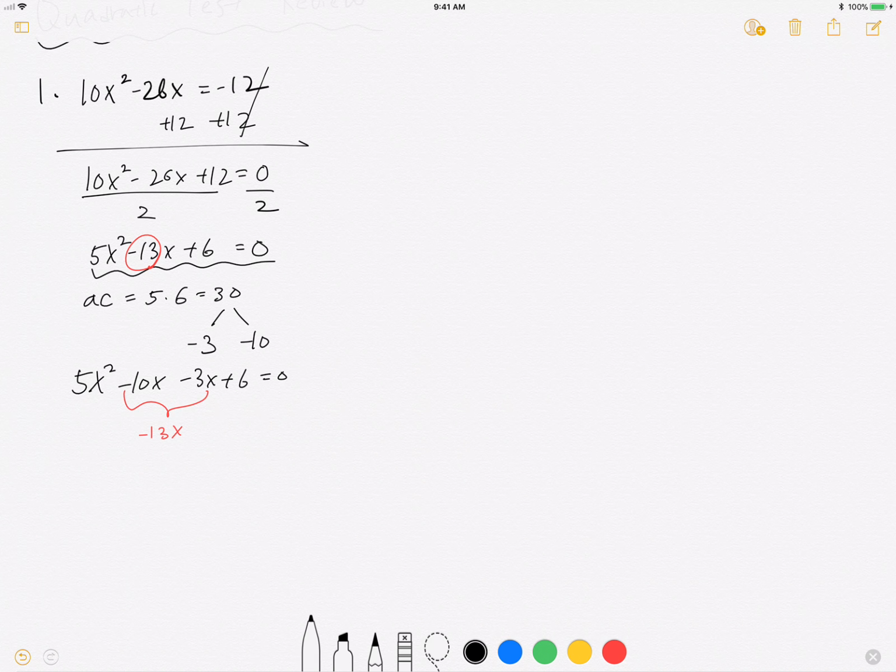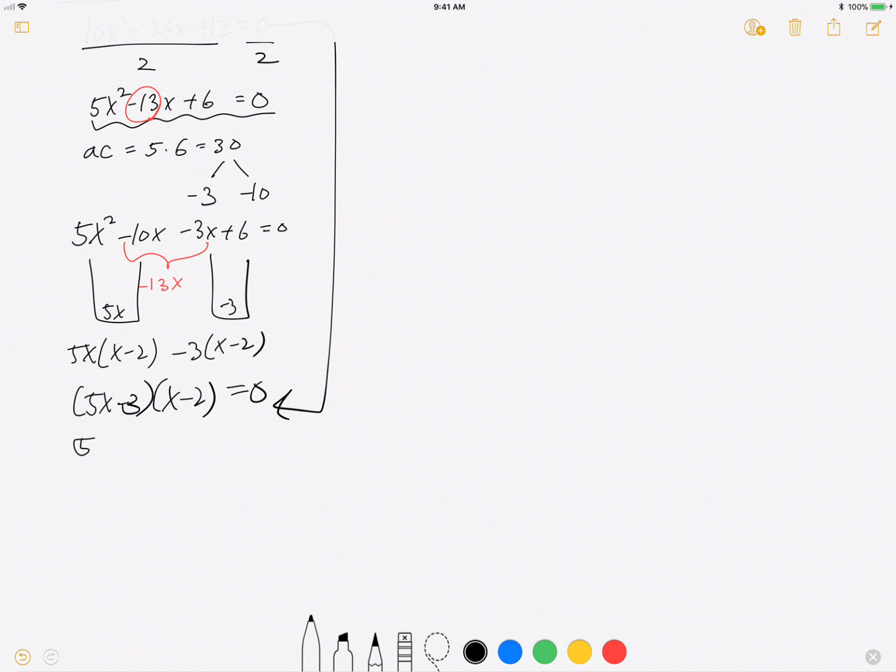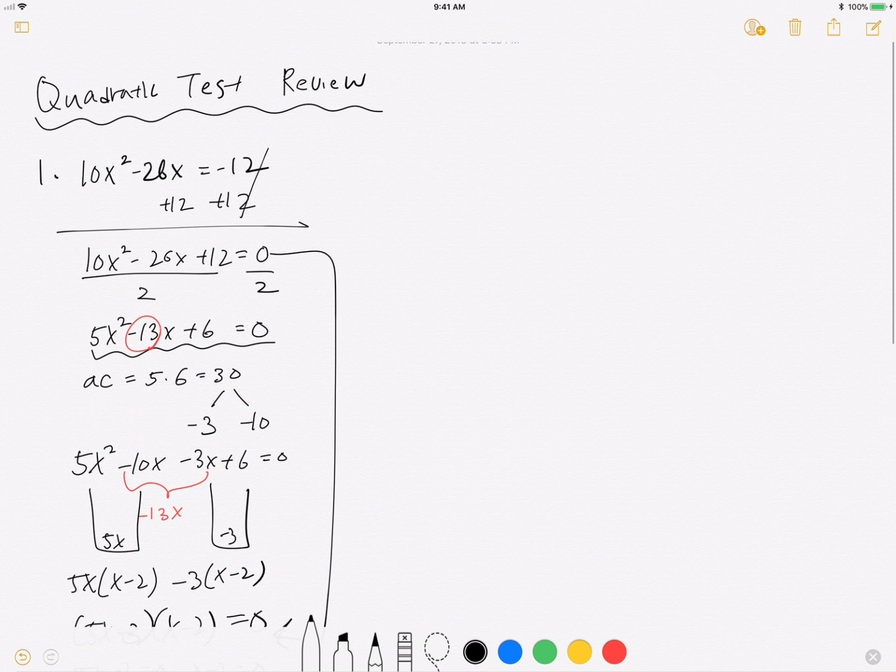So then I can group these two together, and then I factor out the 5x. So it will become like this. I group these two together and factor negative 3 out, and it will become like this. And therefore my factor would be this. Now keep in mind that this is still equal to 0. So you will have to solve separately by setting these two equal to 0. Then you will see that x equals 3 over 5 and that x equals 2.